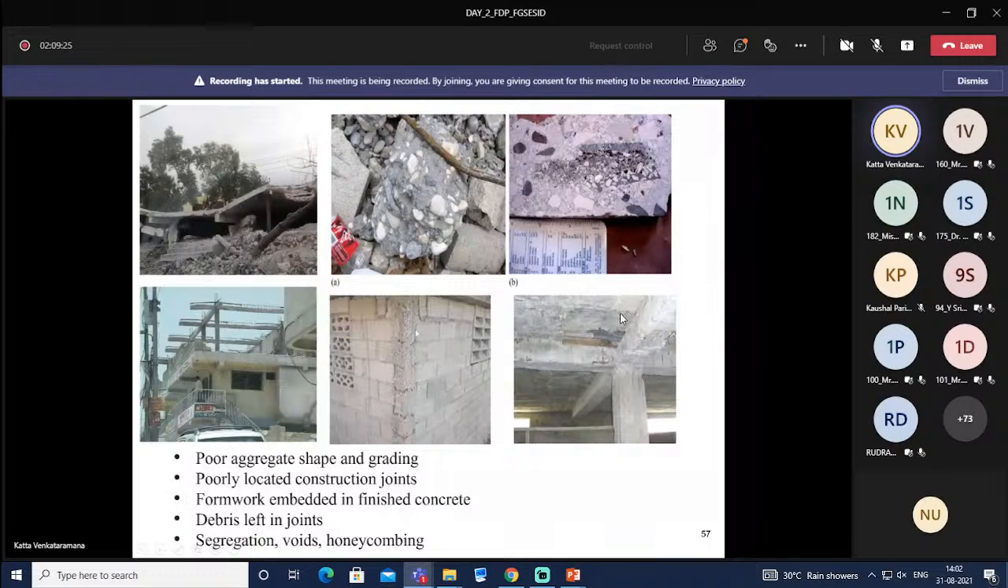These kinds of poor construction practices and poor quality control: formwork embedded in finished concrete, debris left in joints, segregation, voids, and of course honeycombing. These are some of the causes of failures in this Haiti earthquake.